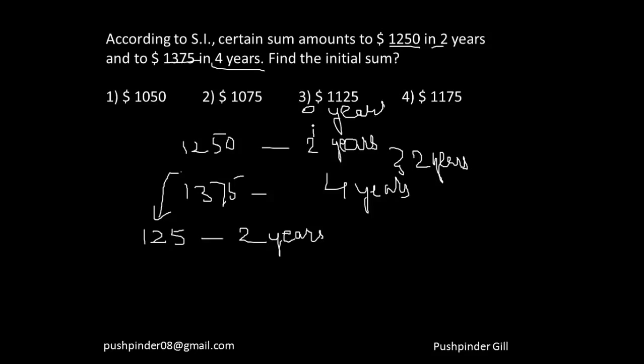If I have to go 2 years back, I would have to subtract 125 from it. So my answer would be 1250 minus 125. It's going to be 1025, I'm sorry, 1125. I hope everyone is understanding what I'm trying to do here. In a period of 2 years, it increased by 125. If I go back again by 2 years, it will be again a difference of 125. That means it will be 1125.